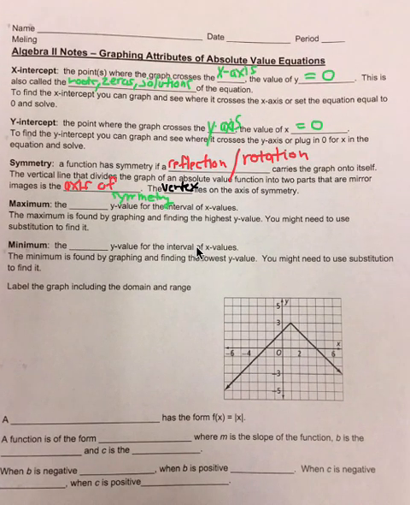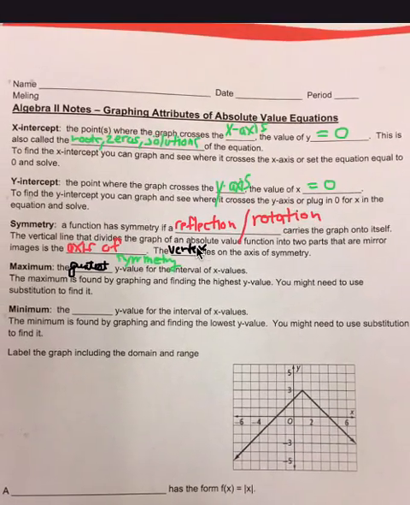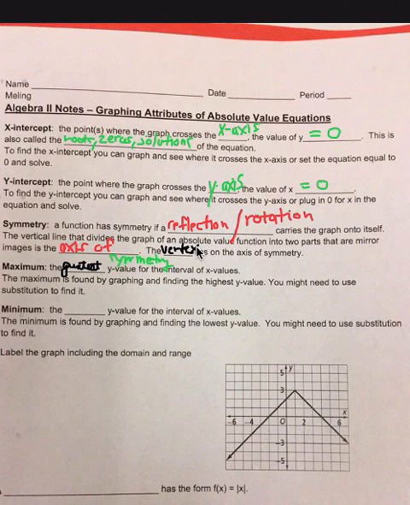The maximum, that's the greatest y value. So you should feel pretty comfortable with most of these. Symmetry, a little different. Maximum is found by graphing. You find the highest y value. You might need to use substitution to find it, to be exact. And minimum is the least y value for the interval of x values. And same way, you can graph it, or you might need to use substitution to find it.